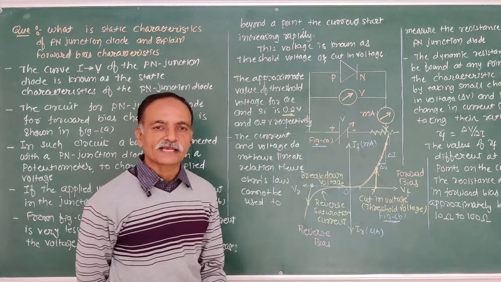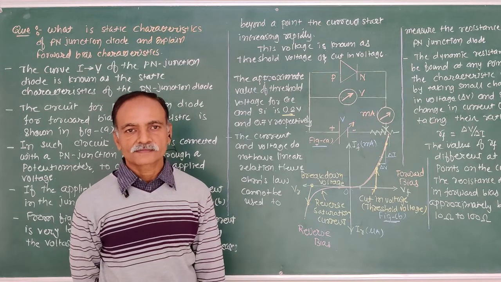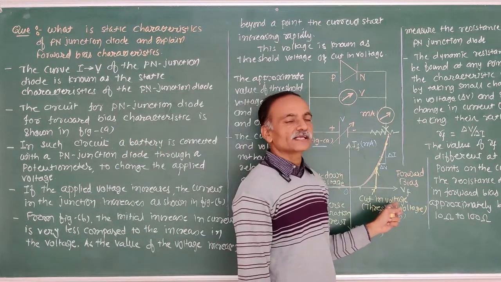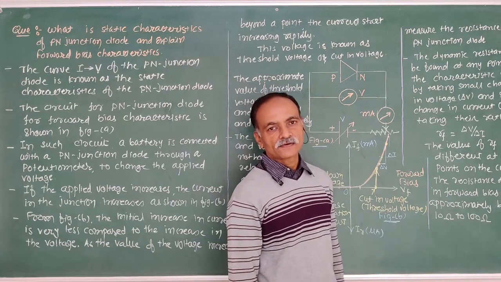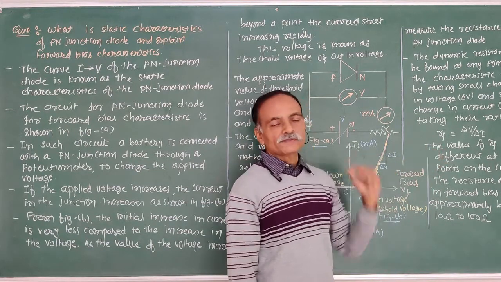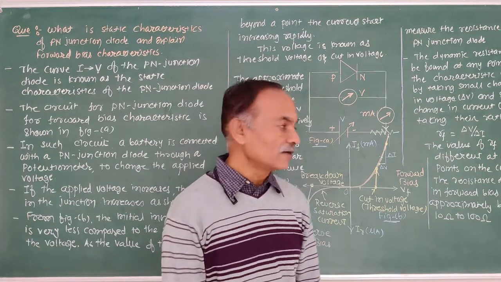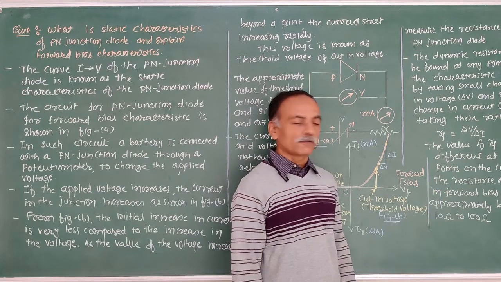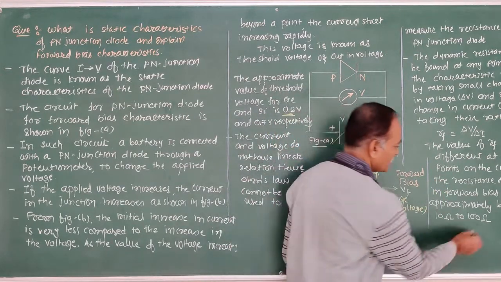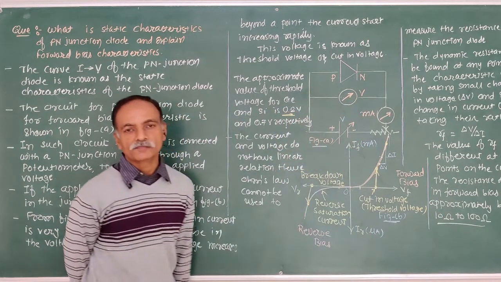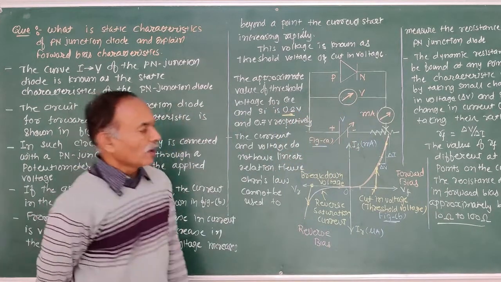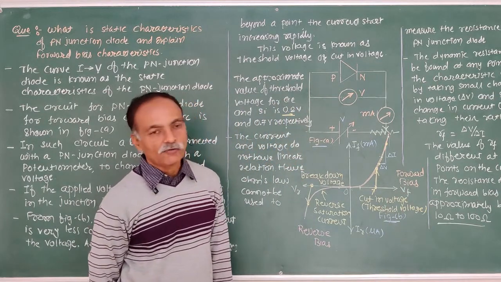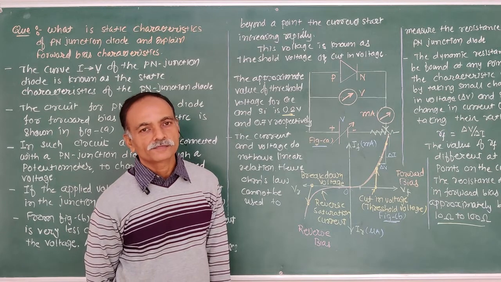So the value of the dynamic resistance may be different at different points, because the relation between the current and voltage is non-linear. That is the curve. Therefore, the value of the dynamic resistance of a PN junction diode is not constant. The resistance of a diode in forward bias is approximately between 10 ohm to 100 ohm.